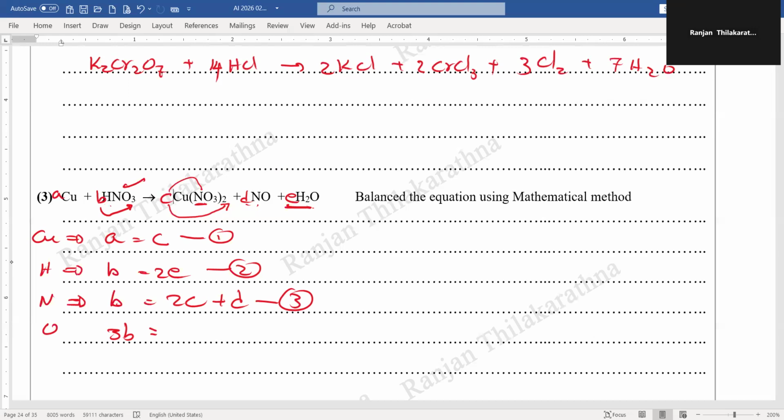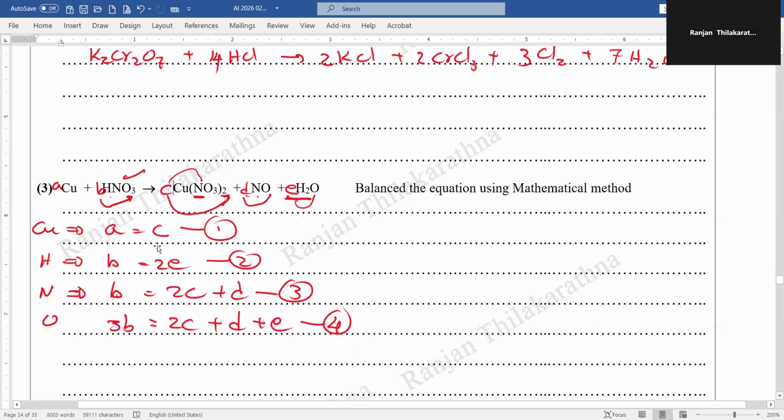3B equals, here you have C times 2 nitrogen, 2C plus, here you have D, and here you have E. You have four equations and five unknowns, so you can't solve it.